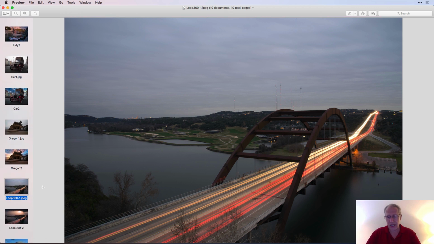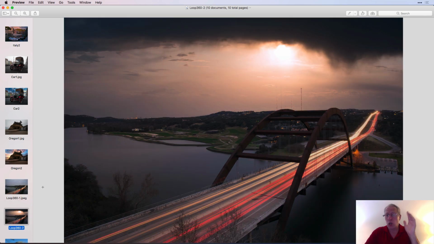Loop 360 Bridge here in Austin where I live, 5 minutes from my house, a long exposure on a dreary day. And I, again, did a quick sky replacement, which was instantaneous, and then some color shifts and that sort of thing. You can also, by the way, move the sky up and down the image.